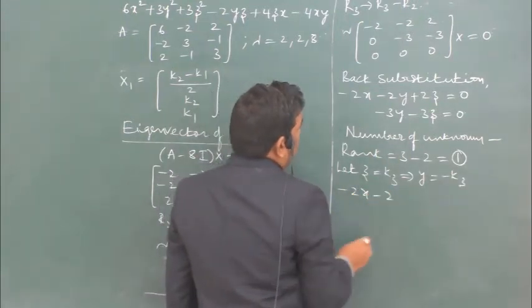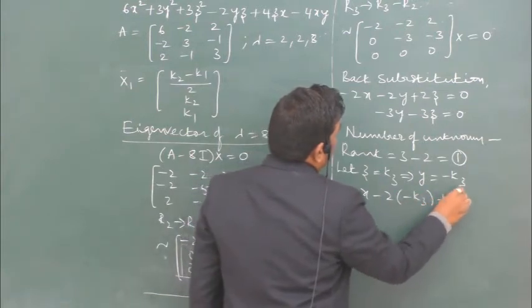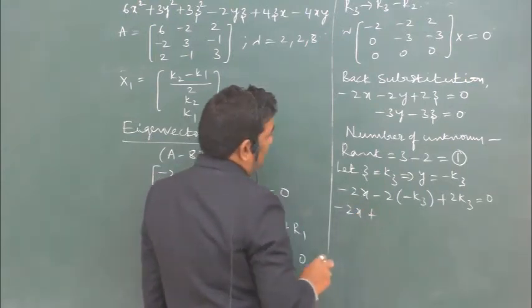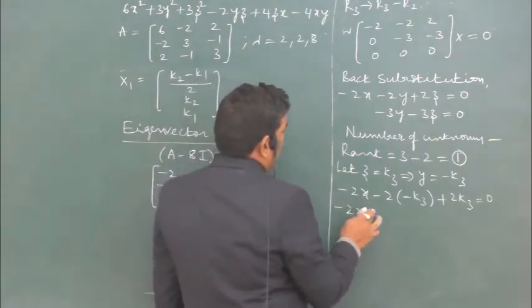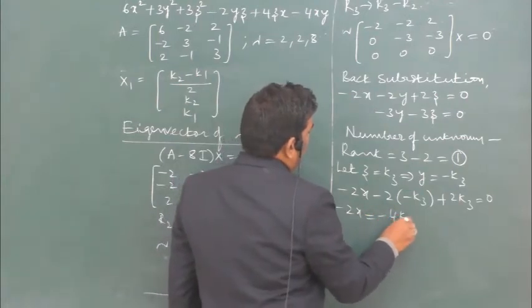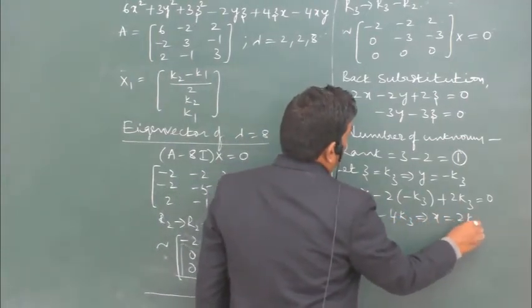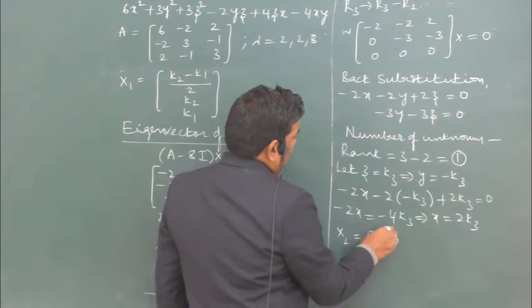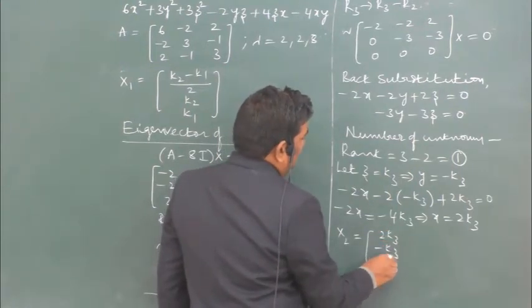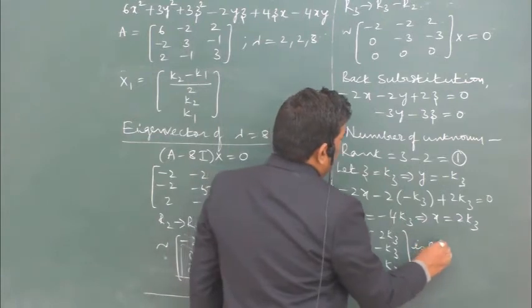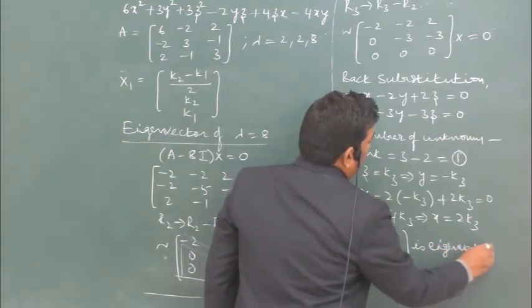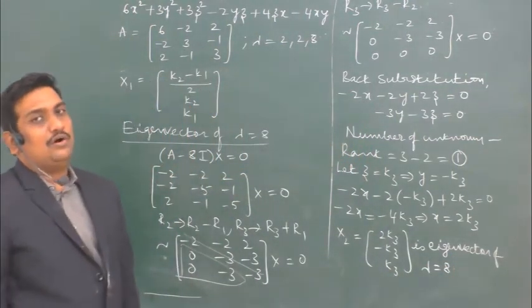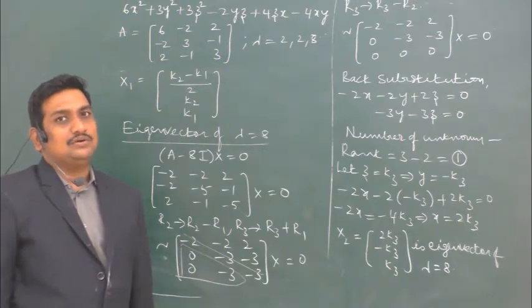So minus 2x minus 2 into minus k3 plus 2k3 is 0. Then minus 2x plus 4k3 equals 0, so minus 2x equals minus 4k3, then x equals 2k3. So finally the eigenvector xyz is 2k3, minus k3, k3. This is the eigenvector of lambda equals 8.